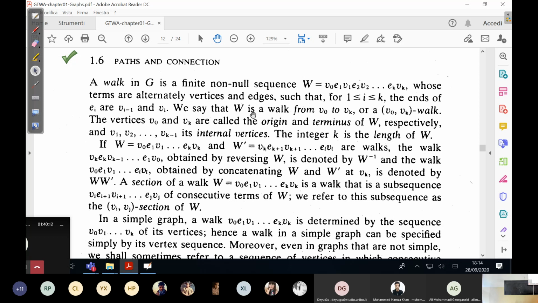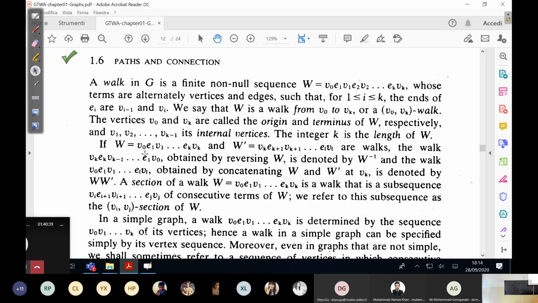Okay. We say that W is a walk from v_0 to v_k, or a v_0 v_k walk. The vertices v_0 and v_k are called the origin and terminus of W respectively, and v_1, v_2, up to v_{k-1} its internal vertices, apart from origin and terminus. The other ones are called internal vertices. The integer k is the length of W.